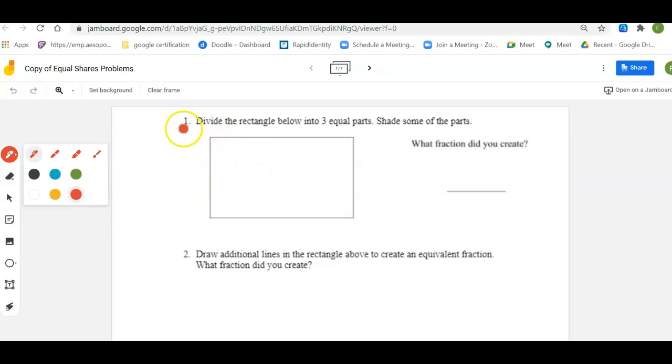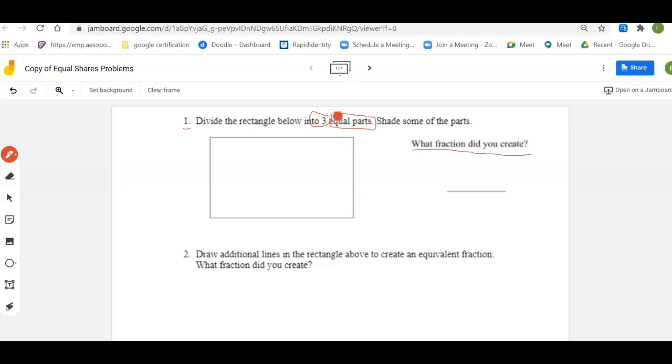Number 1 says divide the rectangle below into 3 equal parts. So I'm going to go ahead and circle 3 equal parts. Shade some of the parts. So what fraction did you create? So for this one, the key term inside there is equal parts. So you know that all your parts have to be equal.